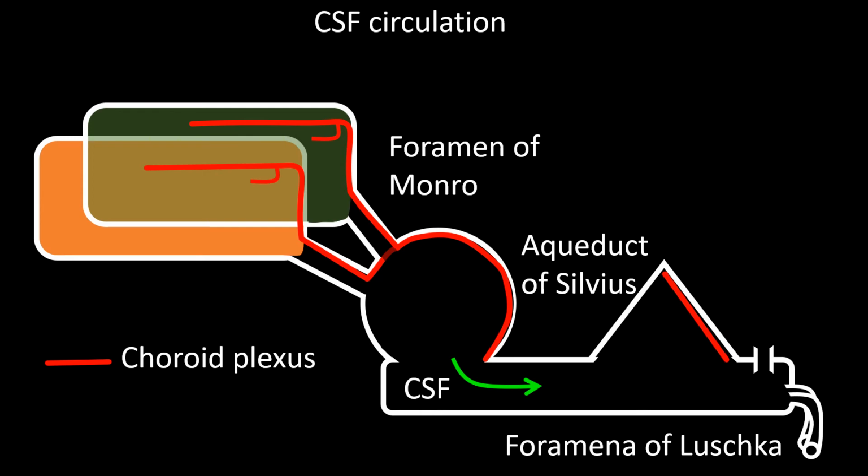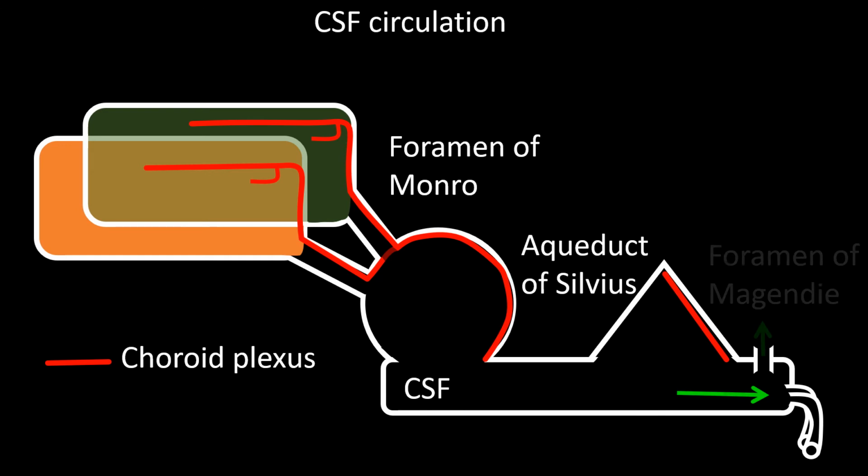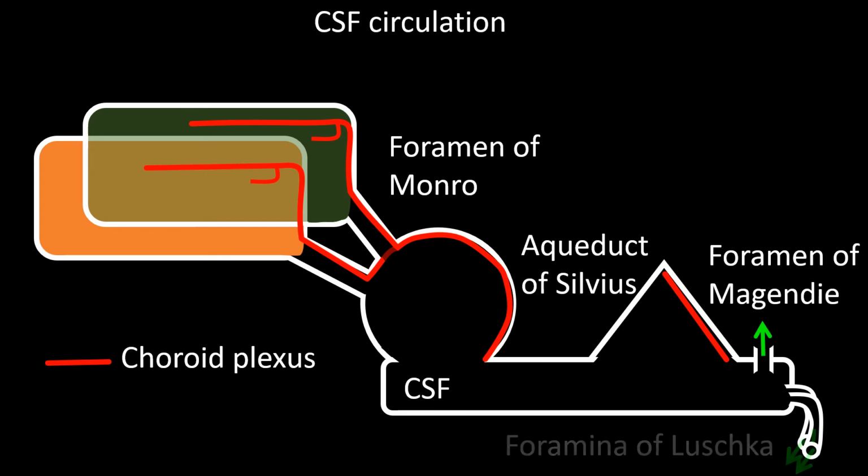Here it goes through the aqueduct of Sylvius, which is a mesencephalic conduit which corresponds to the midbrain, as we have previously seen, and joins the CSF produced in the fourth ventricle, exiting the ventricular compartment by way of the foramen of Magendie and the foramina of Luschka.